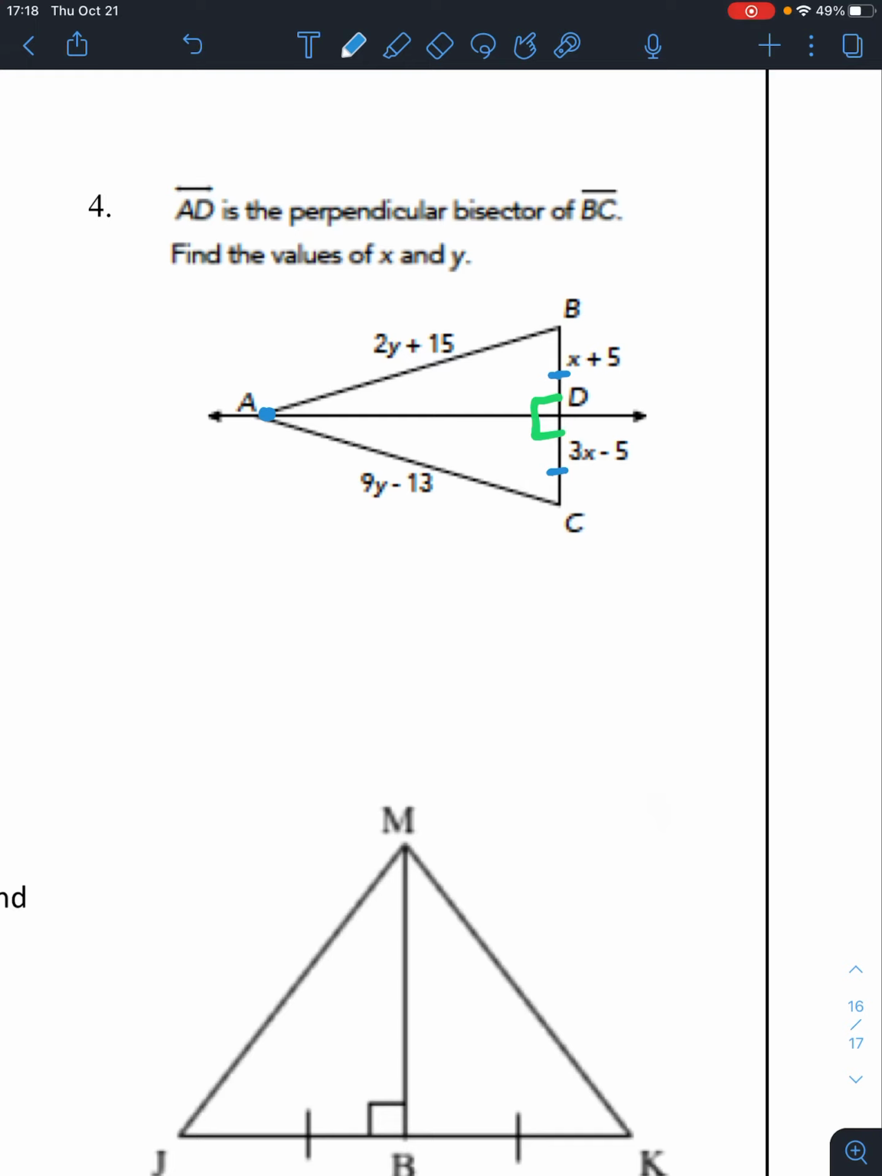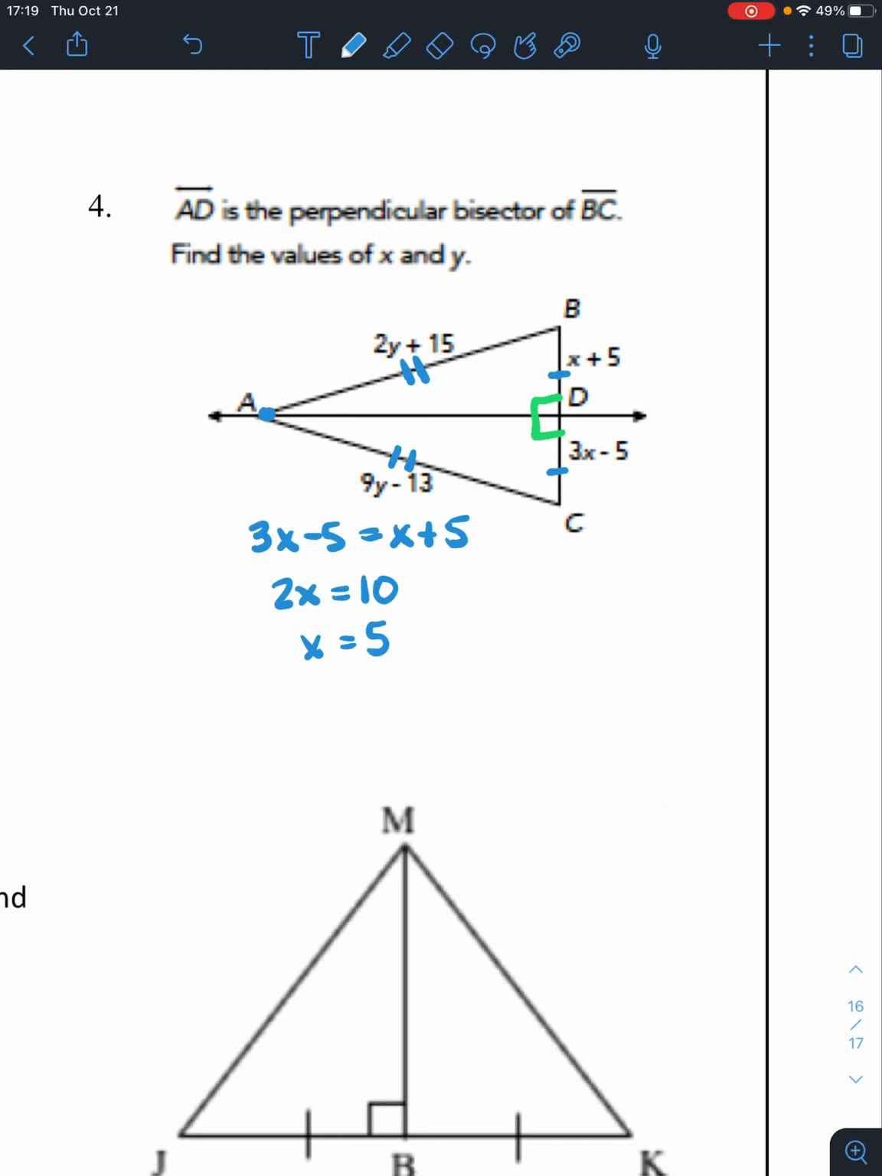Because it's passing through that vertex, this is a vertex angle, which means that this triangle is isosceles. That means that these two sides are also congruent. So I can find the values of x and y by setting those pieces equal. So 3x minus 5 is equal to x plus 5. Subtract x from both sides, add 5 to both sides, and then divide by 2. You get that x is 5.